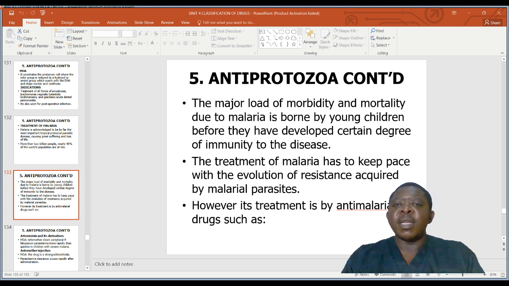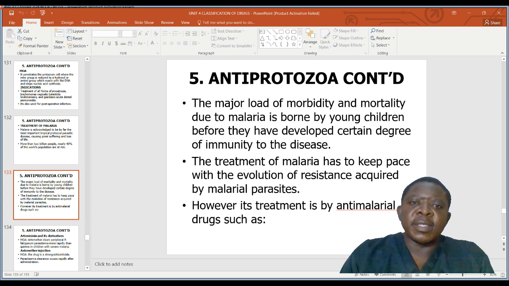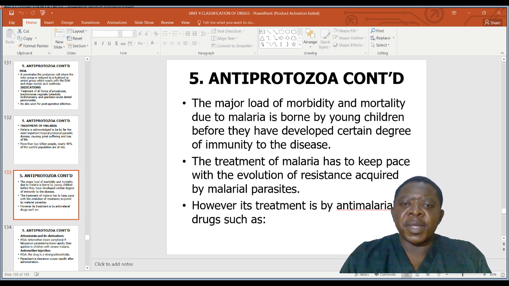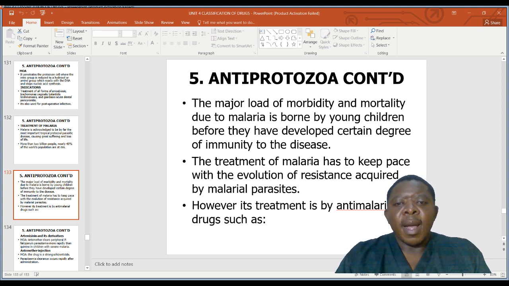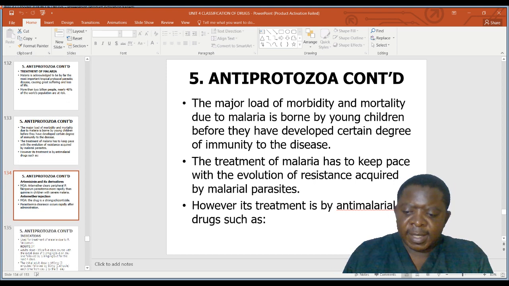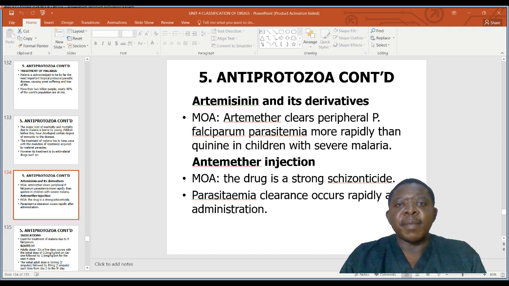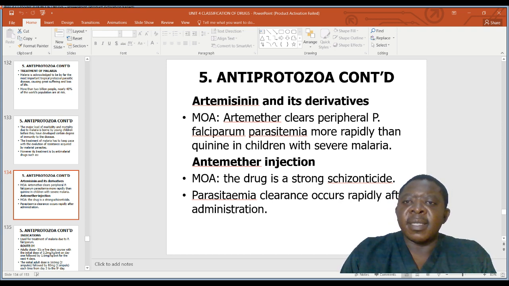The major load of morbidity and mortality due to malaria is borne by young children before they have developed a certain degree of immunity to the disease. The treatment of malaria has to keep pace with the evolution of resistance acquired by malarial parasites. However, its treatment is by antimalarial drugs, okay? So that is artemisinin and its derivatives.